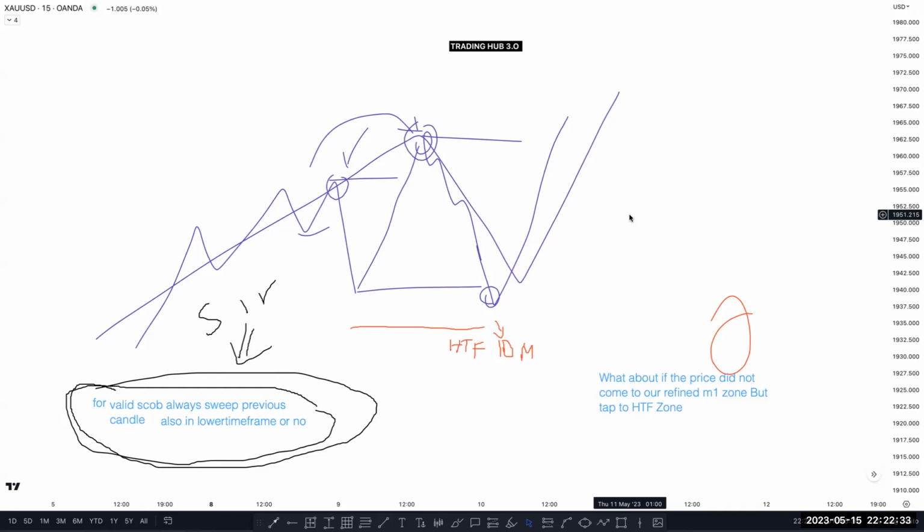For a valid SCOV, always sweep the previous candle also in a lower time frame. Yes, sir. In a lower time frame, in a higher time frame, in both. Sweep the previous candle high, low.